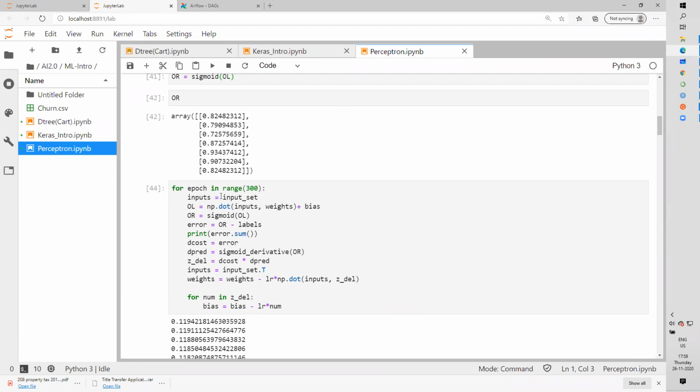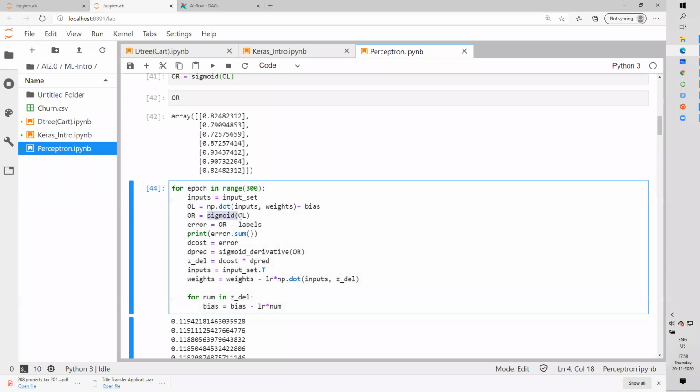But remember, the only caveat here is we assumed that the activation function is sigmoid, and this code is valid for a perceptron if and only if the activation function is a sigmoid. If we want to use some other activation function like tan h, the derivative that we have used in the second part of the chain rule is the derivative of a sigmoid function.